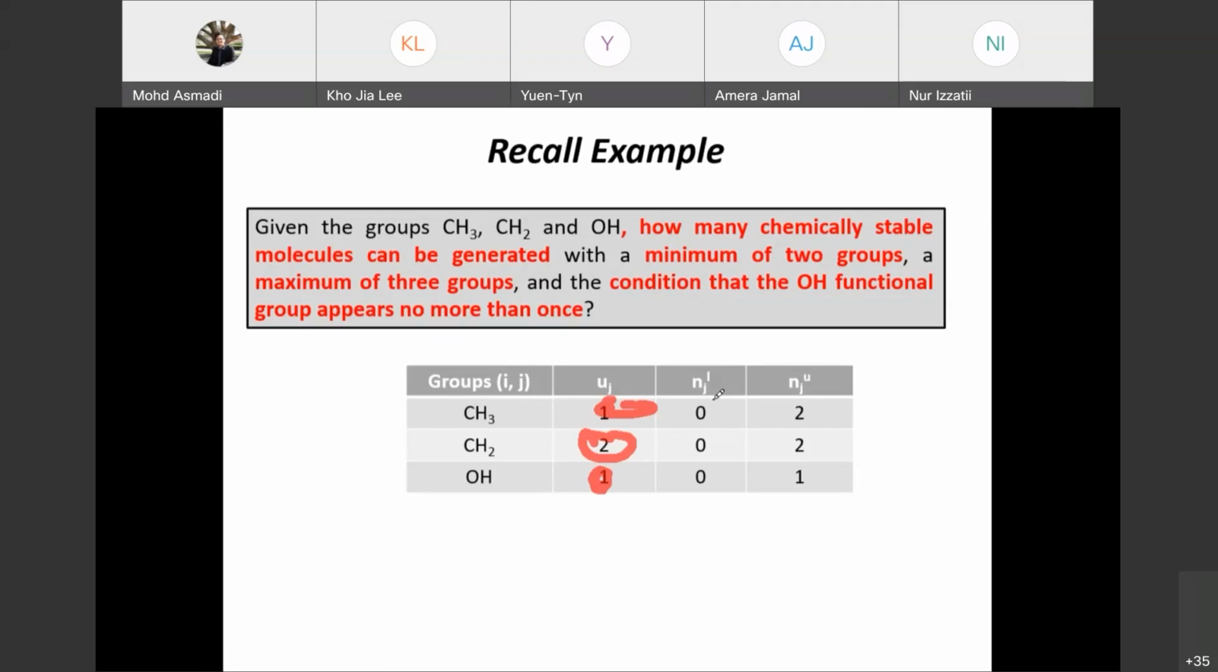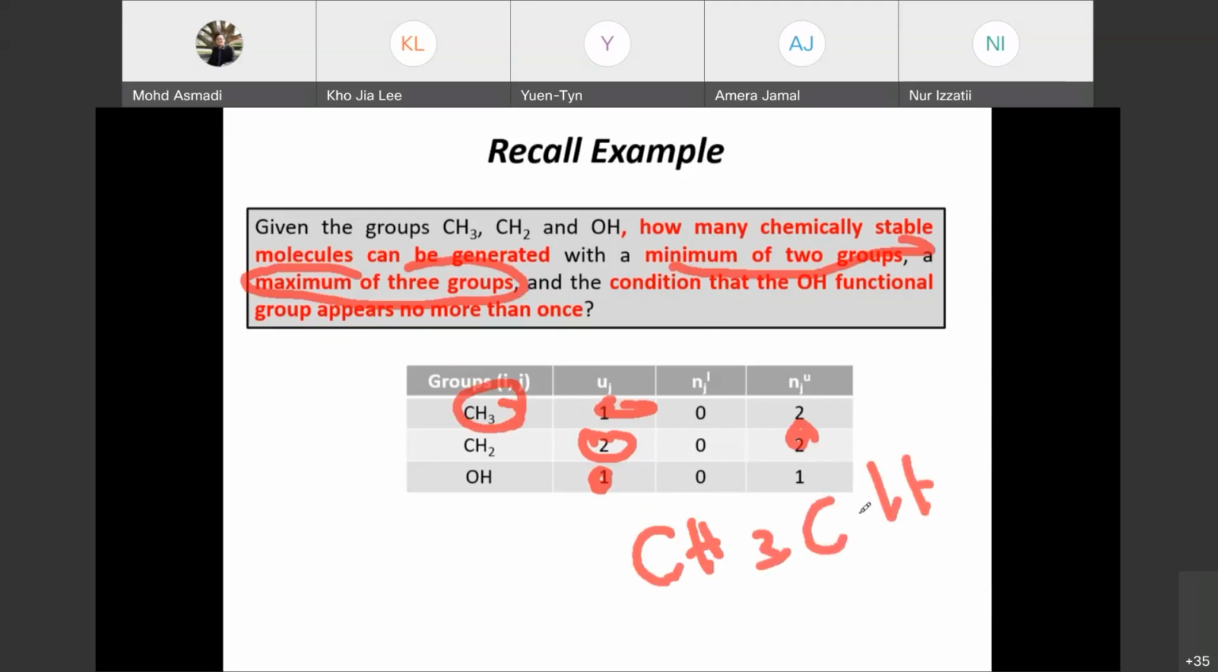Now the upper bound. This is the maximum number of that compound that we want. Is it okay if we want one OH, or 2 CH2? It's possible, because the maximum is 3. Maximum possible is 2. CH3 is also possible, because the maximum is 3. But if CH2 and CH2 is already 3, it's not possible. So that is the maximum number of that compound that you want.